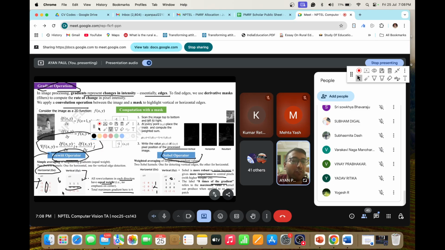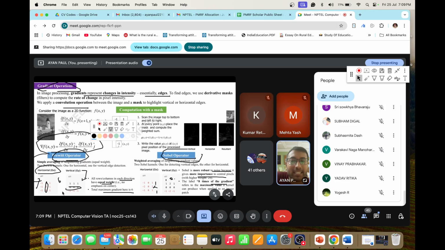So for that what we do is, the first step is we do the masking of the image. After the masking of the image we do the gradient operation, so by that our edges will be more clear. Okay, so this is the concept. For the masking we have two types of operator: one is the Prewitt operator, one is the Sobel operator. For the Prewitt operator, we have these filters, you can see the horizontal filter gx and the vertical filter gy.